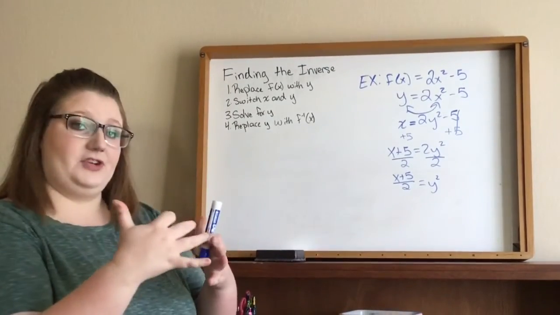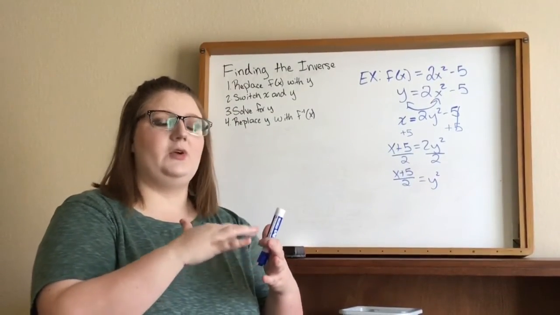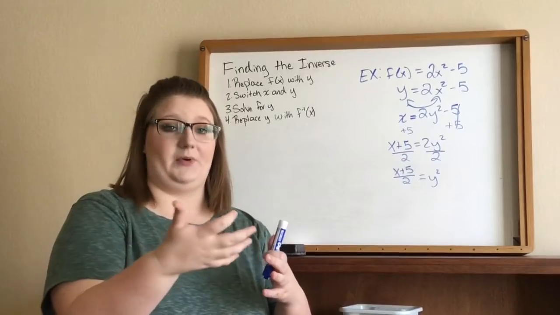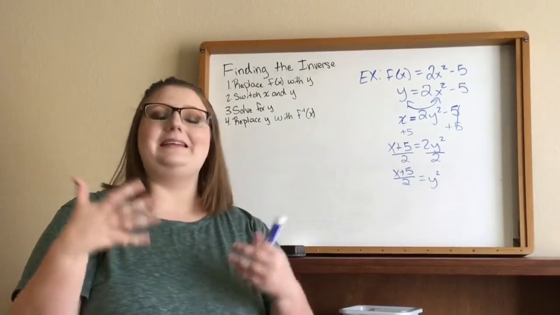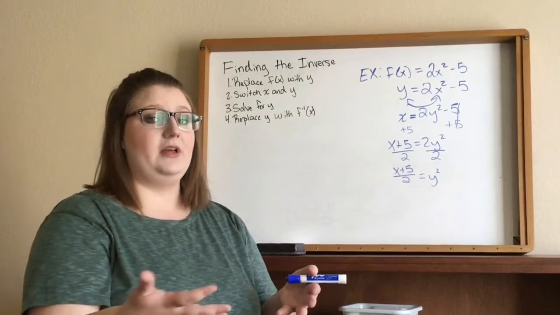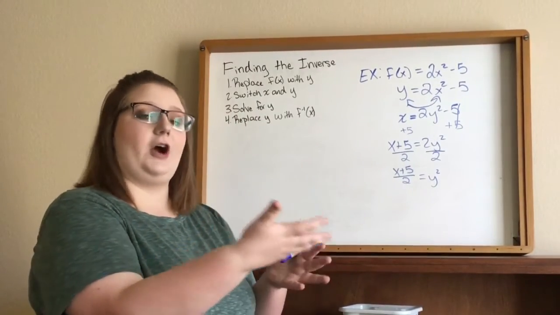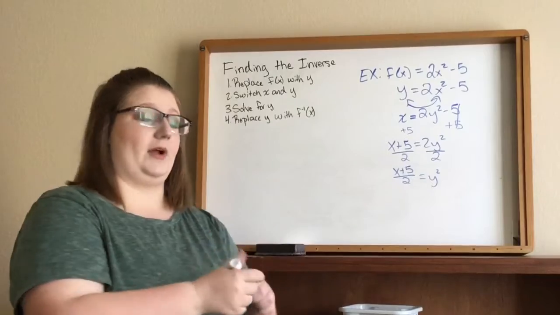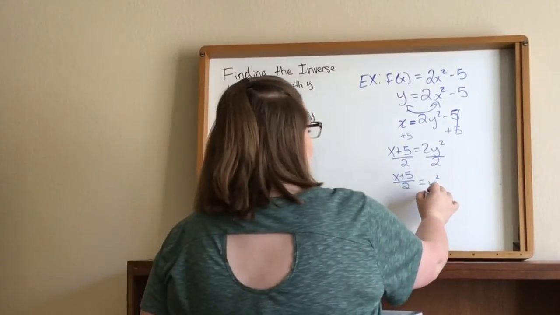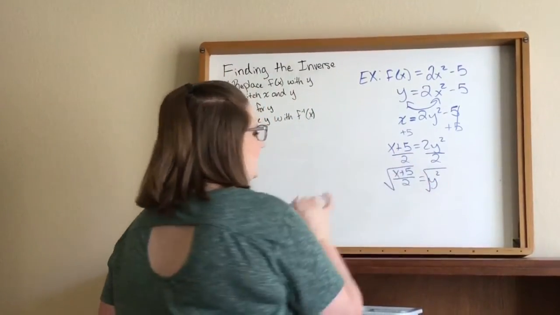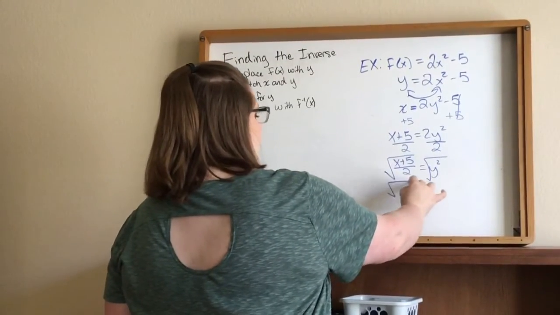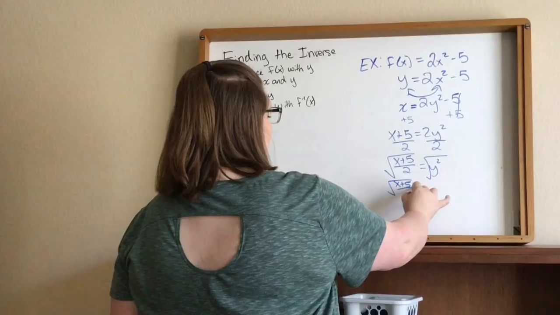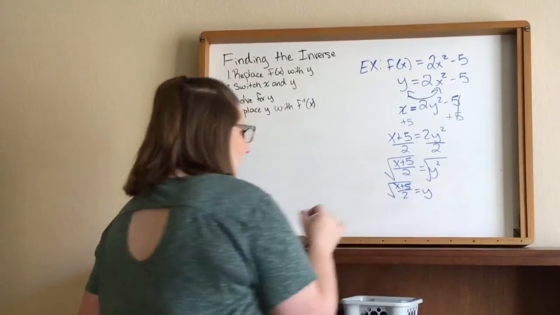And then after multiplication and division, we move on to exponents. So we have y squared, our exponent is a 2. To get rid of an exponent of 2, or something squared, the opposite of that is going to be to take the square root. So we take the square root of both sides to get rid of that power of 2 with the y, which gives us the square root of x plus 5 over 2 equals y.